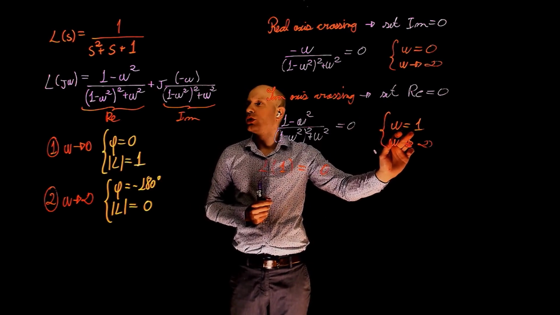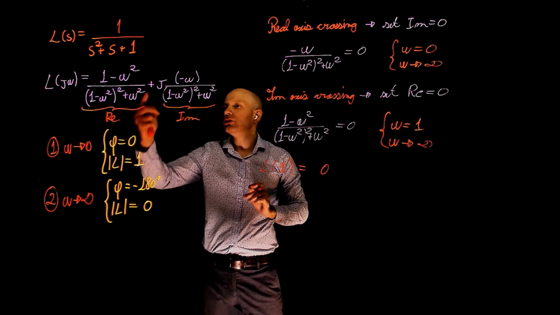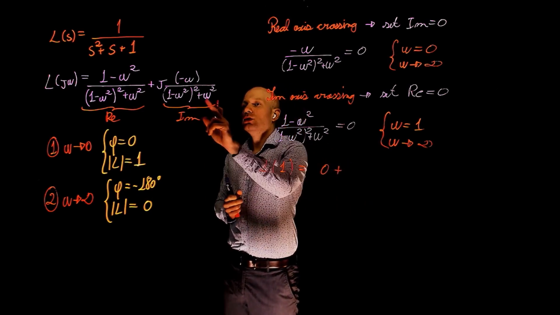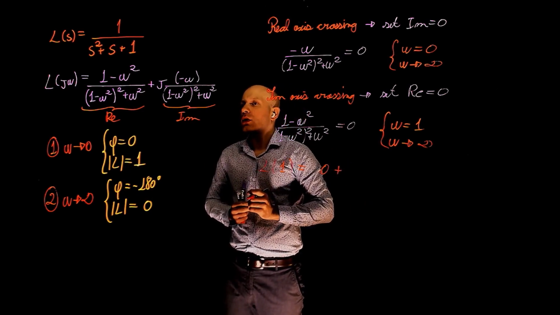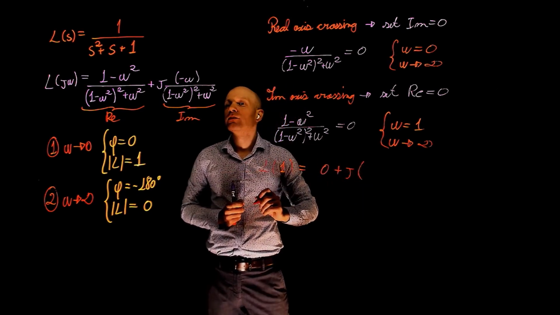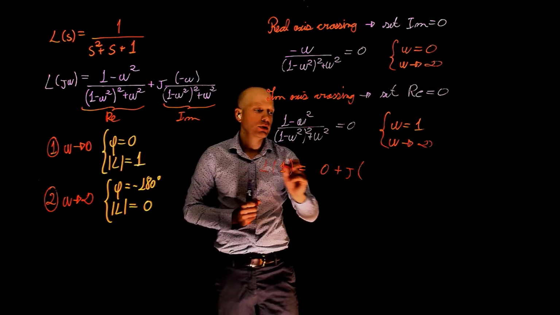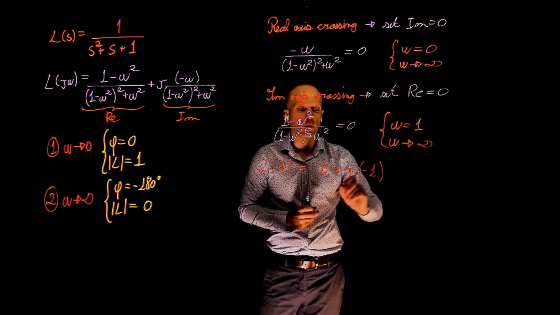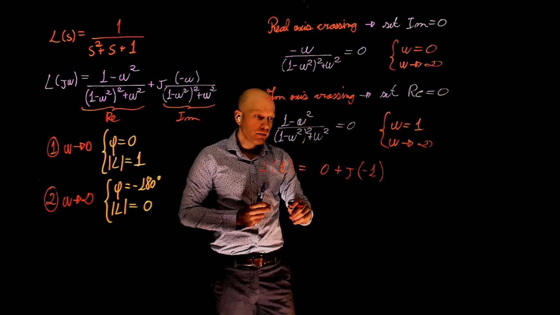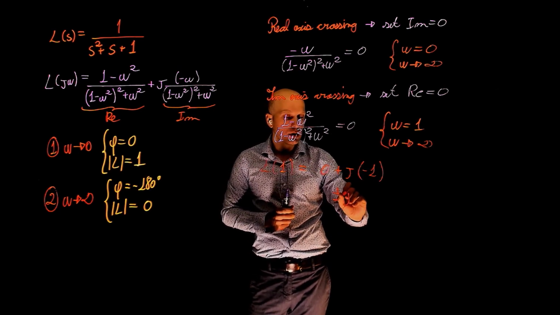When omega equals 1 radian per second, the real part goes to 0. 1 minus 1 is 0. This entire term goes to 0. Plus, here now when omega is 1, we'll find j times negative 1 divided by 0 plus 1, which is simply negative 1. So the magnitude of the transfer function is 1, and the actual value of the transfer function will be plus minus j.